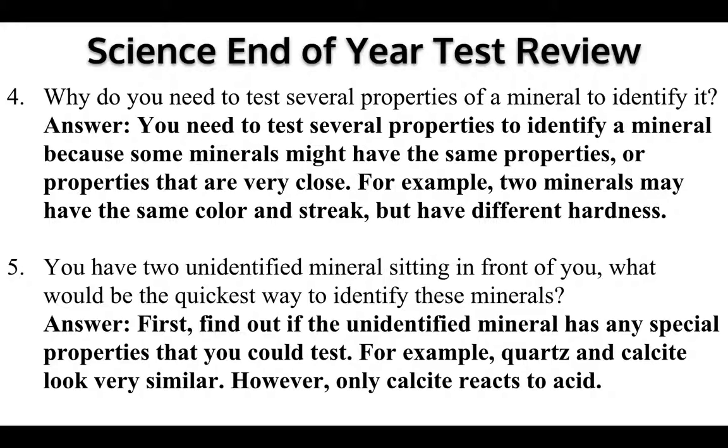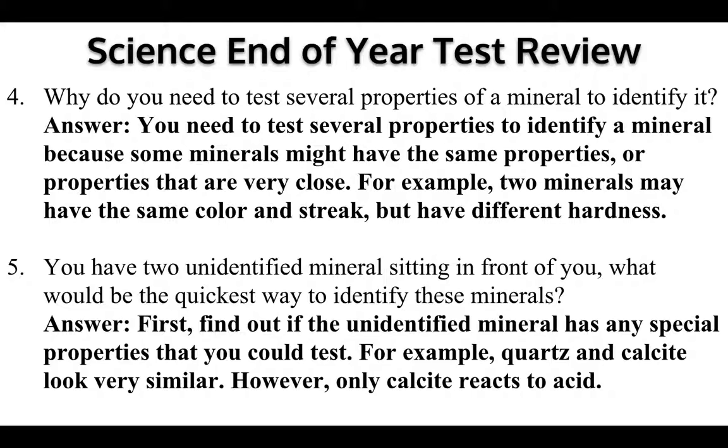So if you've got two minerals in front of you, and you know one is quartz, one is calcite, then you would get hydrochloric acid, and if one bubbles and fizzes, you know you have calcite. You don't even have to test any of the other properties such as streak, luster, hardness, because you identified it with that special property.